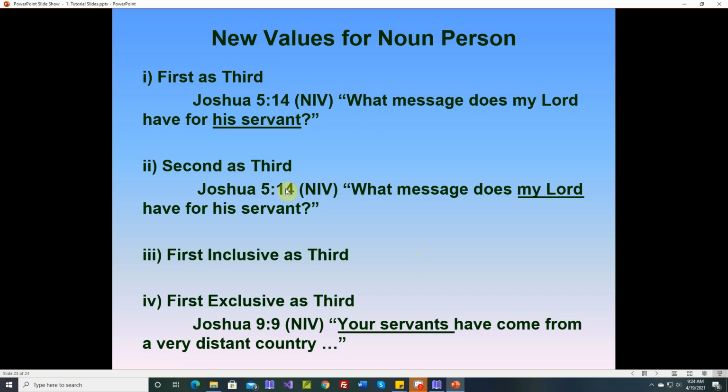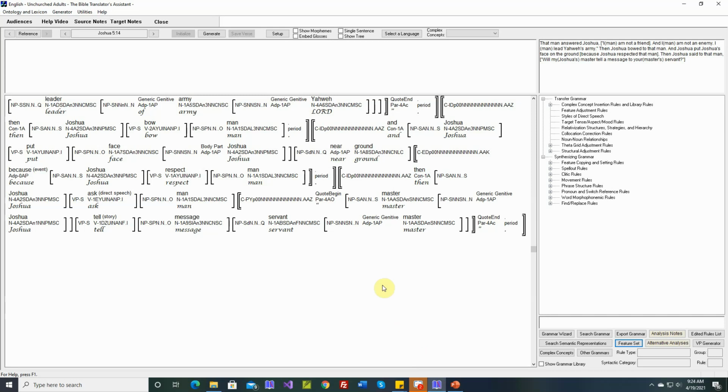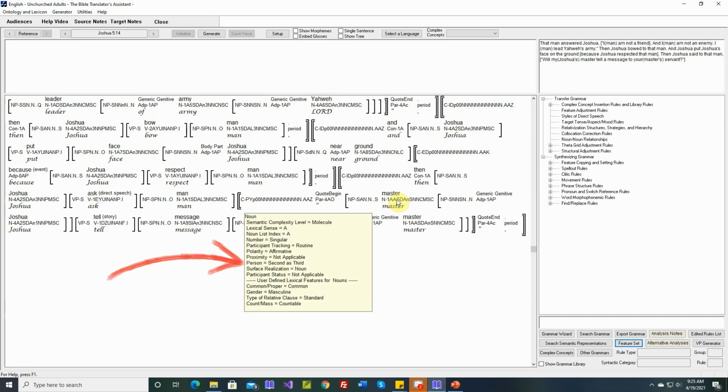And then we also, in that very same sentence, we have an example of second as third. What message does my Lord? So Lord, Joshua is talking to this person and refers to him as my Lord. So we would normally say you. What message do you have for me? So we've tagged Lord as second as third. And we can see that here. We use master rather than Lord. But you can see that the person value is second as third.